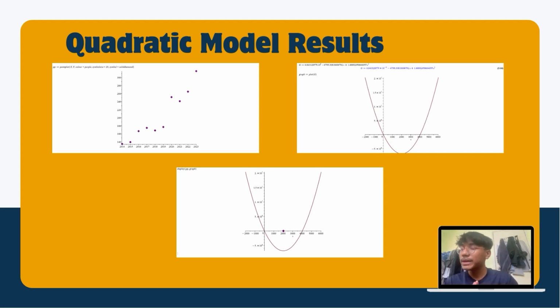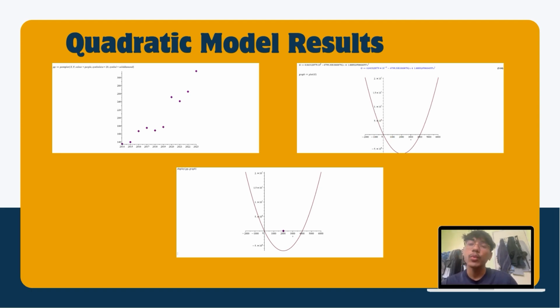And then we need to plot the graph. So we must use the command with(plots). And then after we use it, I use pointplot, which you can see in the picture: pointplot(x, y, color = purple, symbolsize = 20, symbol = solidDiamond). And then we get the graph.